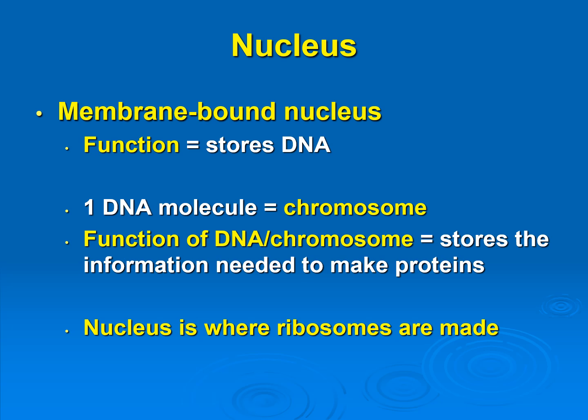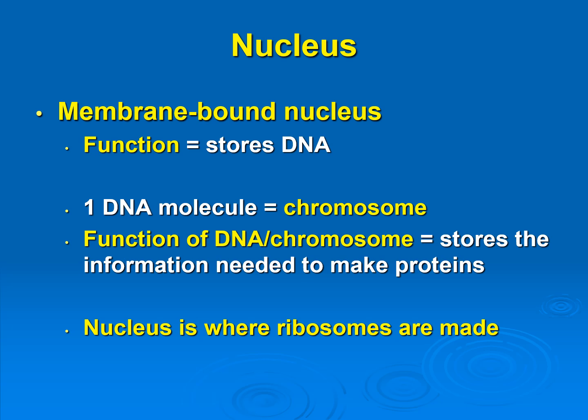Okay, the nucleus. We have our nucleus found in our eukaryotic cells, and remember the nucleus is surrounded by a membrane, and the nucleus will store the DNA. That's its function. One DNA molecule is equal to one chromosome, and the function of the DNA or the chromosome is to store the information needed to make the proteins. So we have genes on our DNA or chromosome, and those genes will code for proteins.